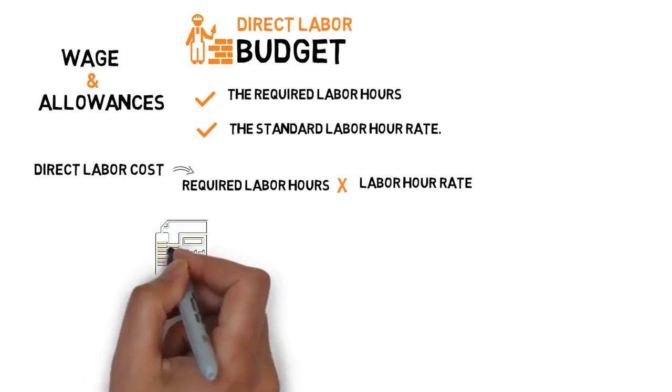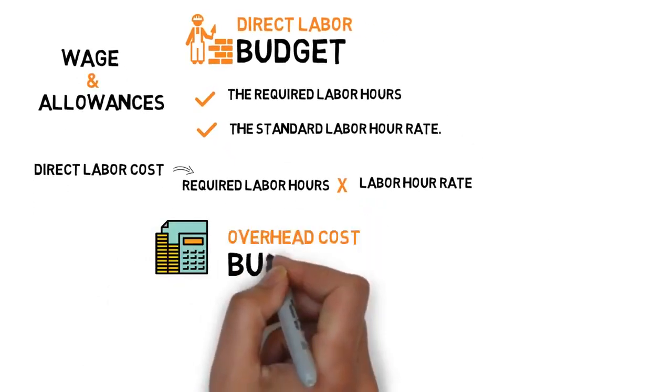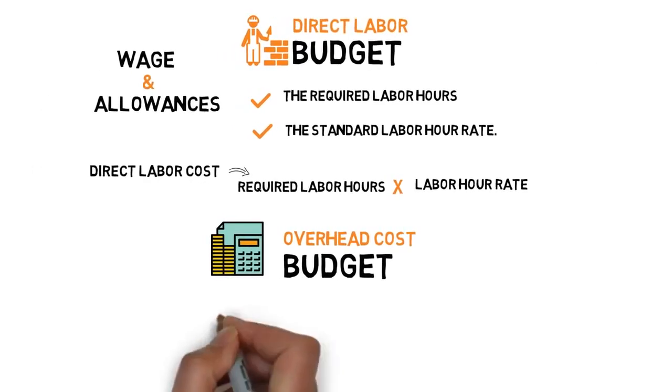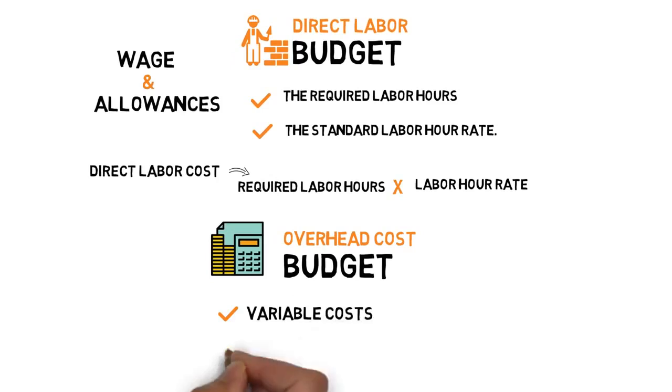This takes us to overhead cost budget. You recall I defined overhead as the costs that cut across every department. Similar to the budget of selling expense and management expense, the overhead costs are divided into two categories: variable cost and fixed cost. Total variable overhead costs are estimated based on the rate of variable overhead cost.